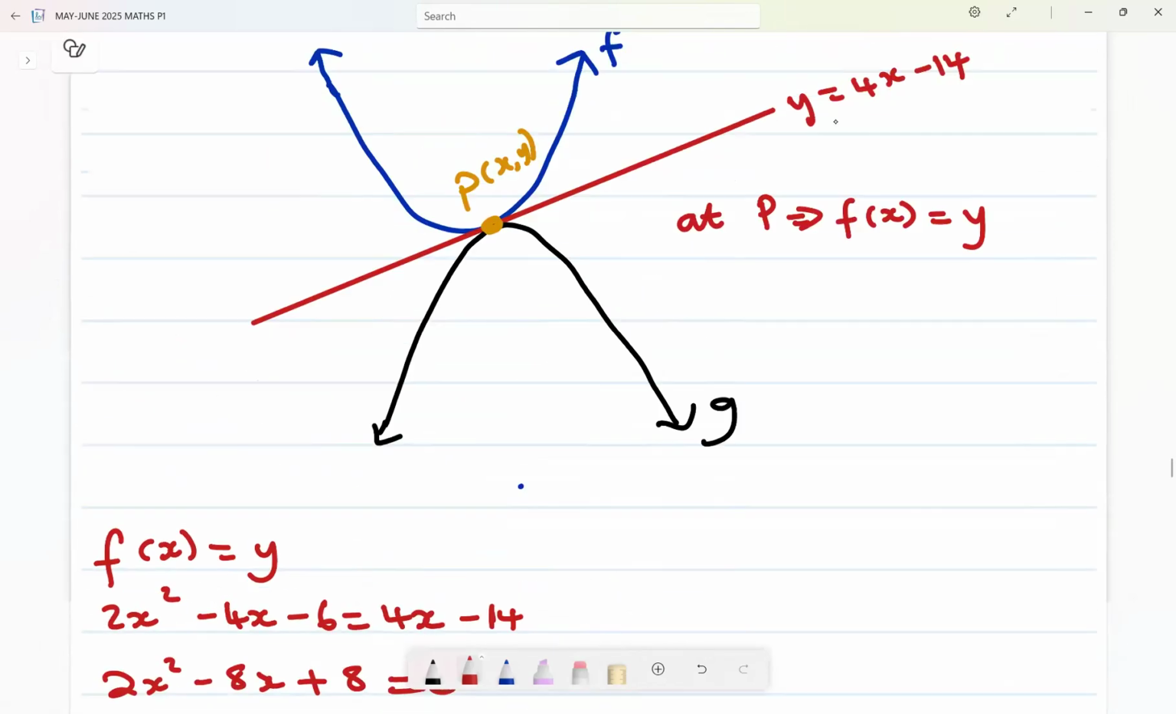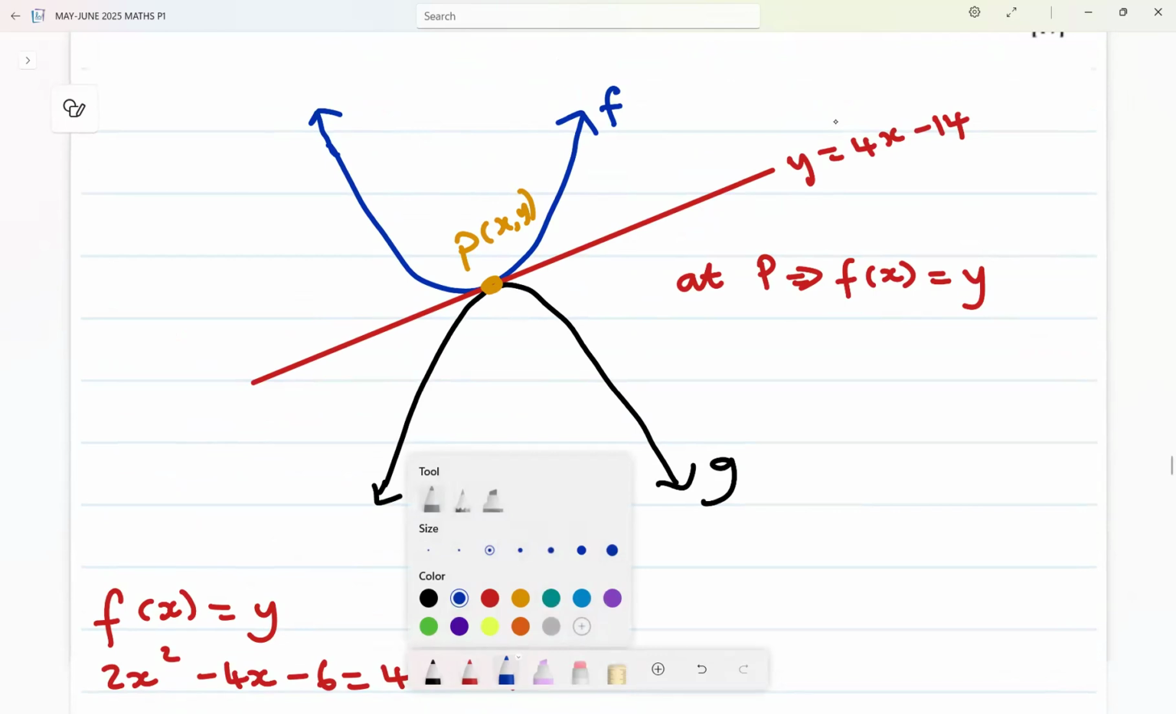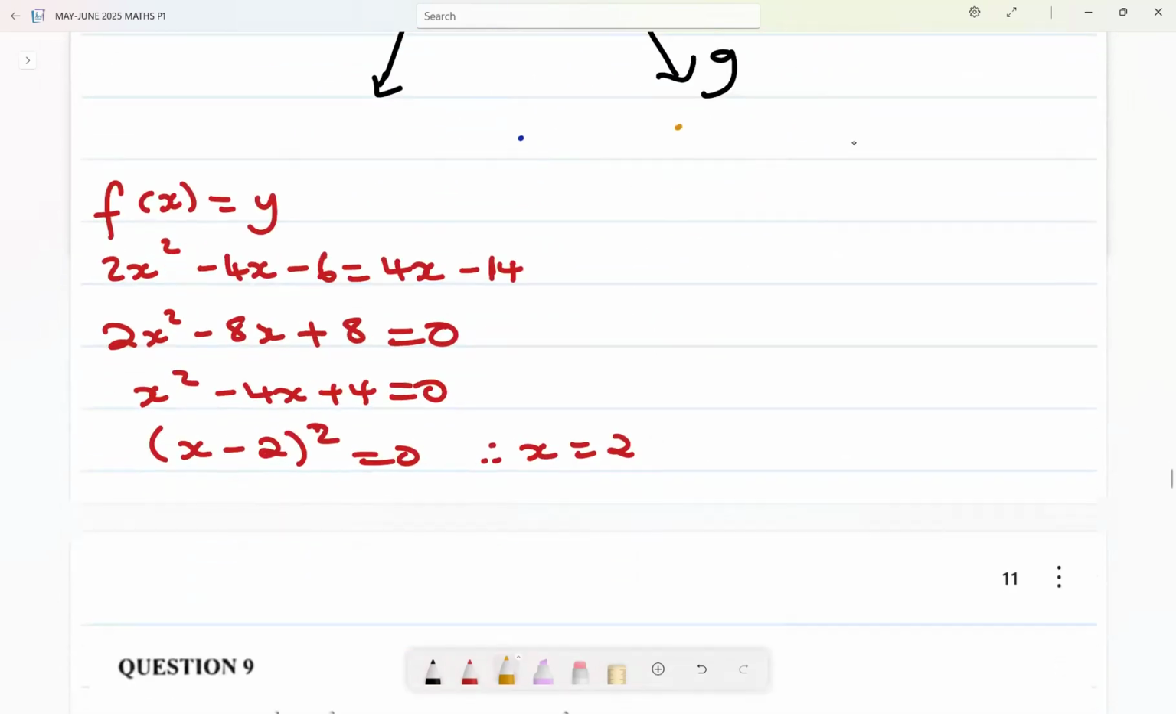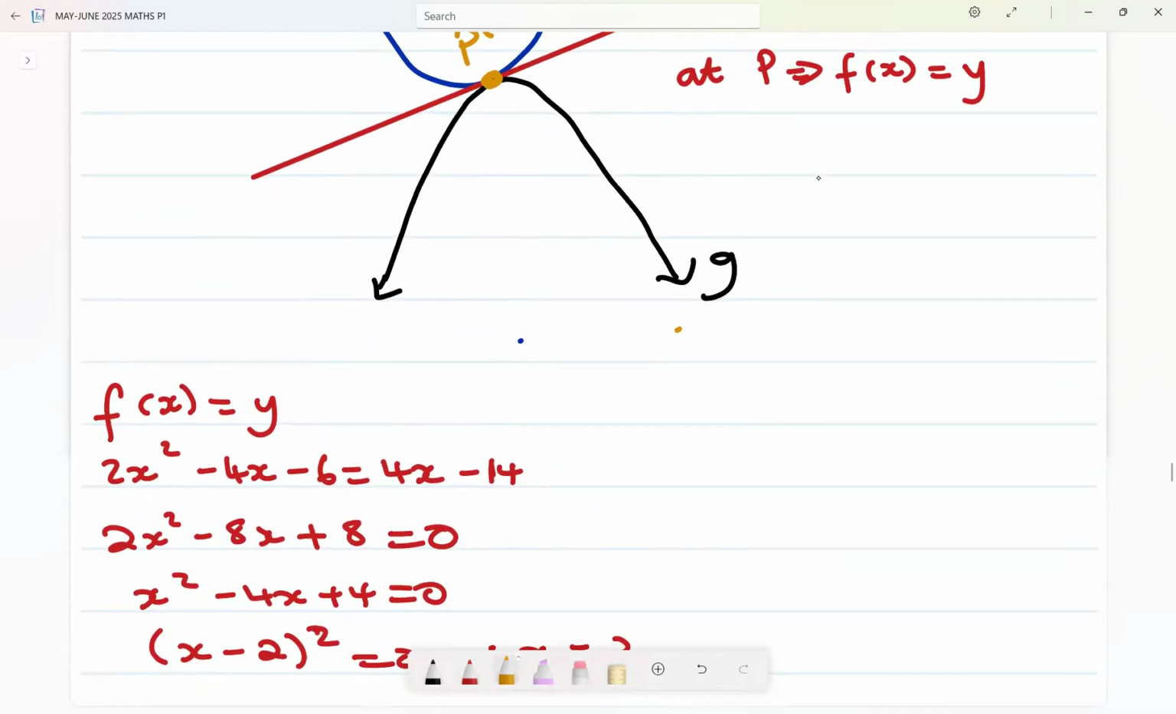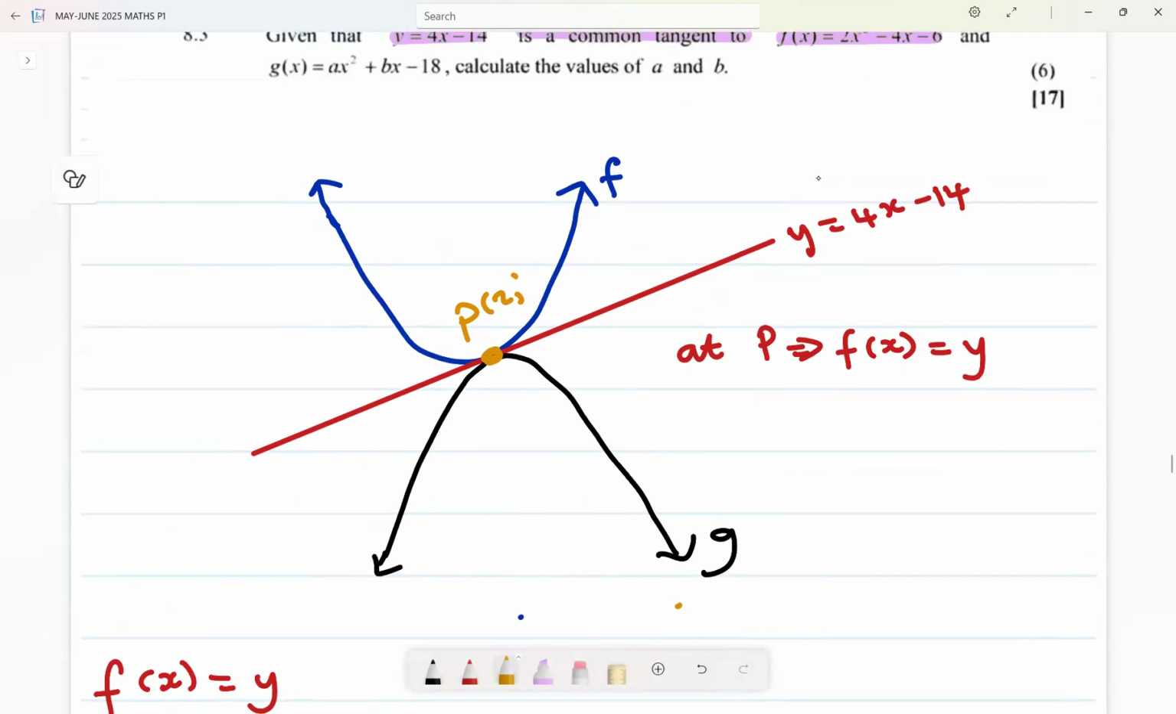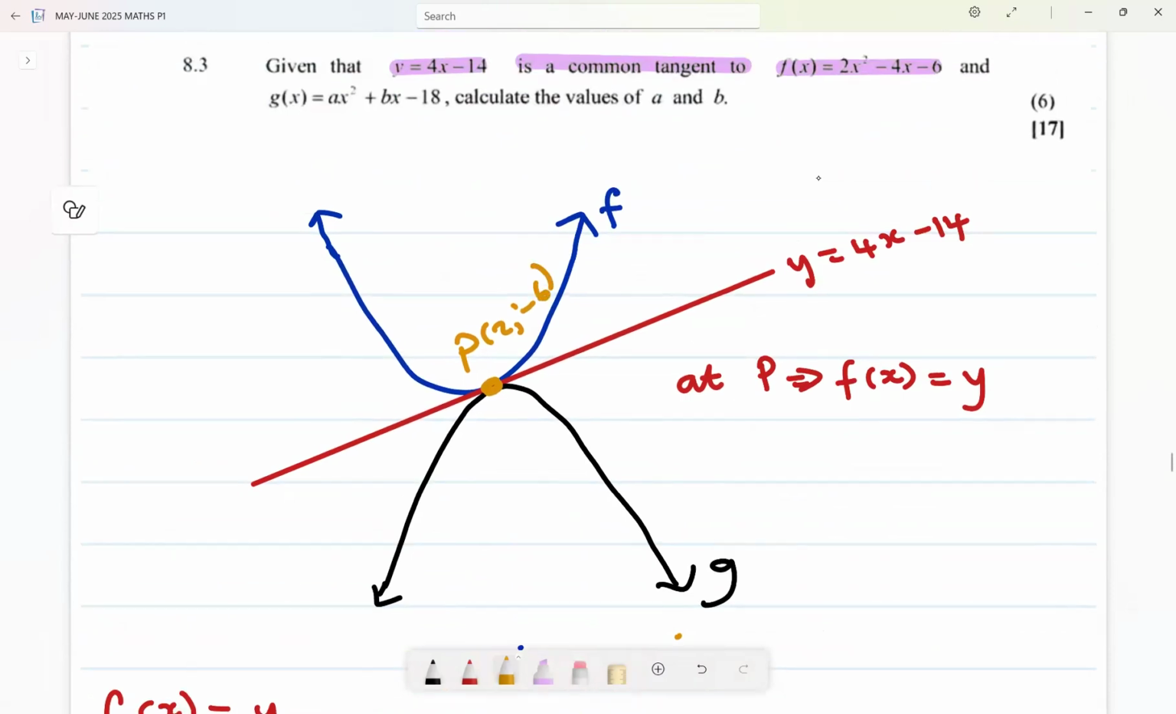So the x coordinate where they meet is x equal to 2. Now, what is their respective y? How can I get y? I can get it by taking this equation and saying 4 into 2 minus 14. And I get that y is equal to 8 minus 14, which is negative 6. So here is negative 6.